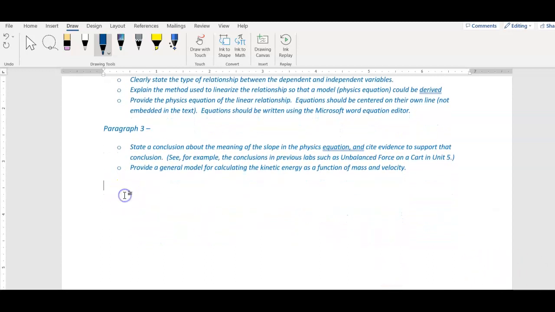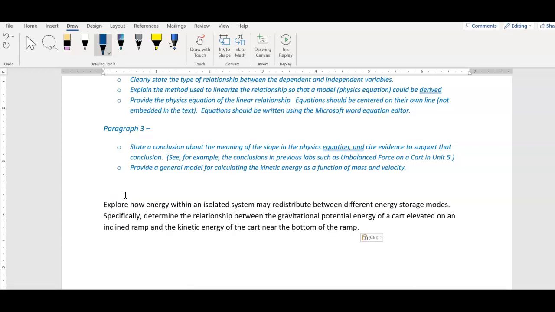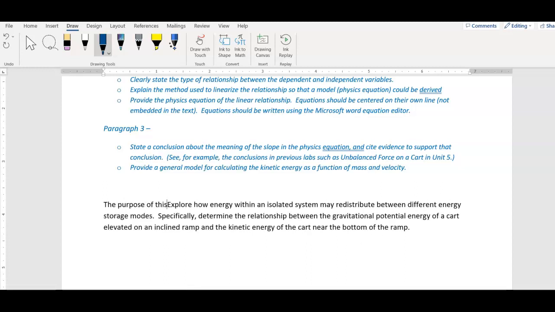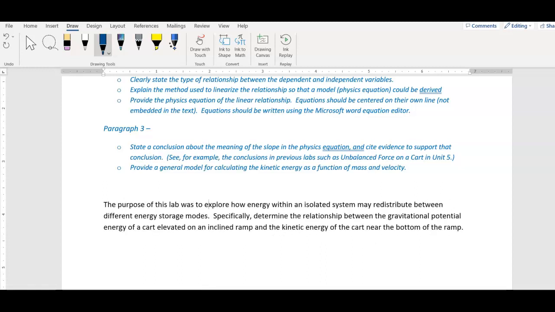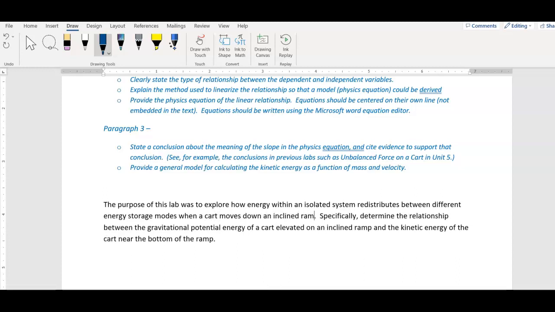So the first step is just to restate the objective. I'm just going to copy the objective from the front of the lab and maybe just make this a nicer sentence. So the purpose of this lab was to explore how energy within an isolated system redistributes between different energy storage modes when a cart moves down an inclined ramp.